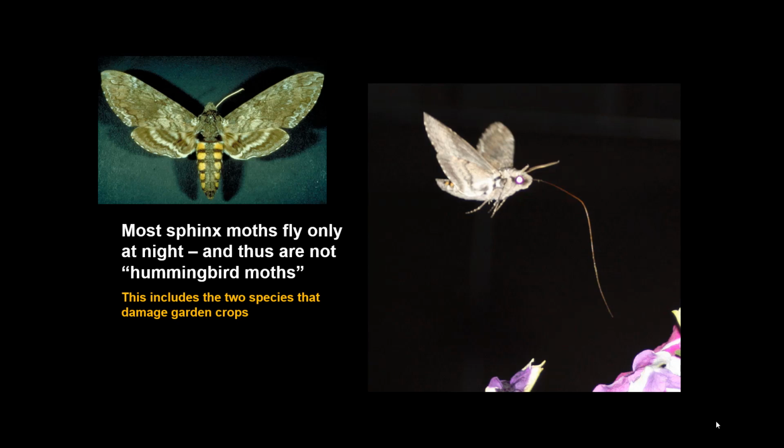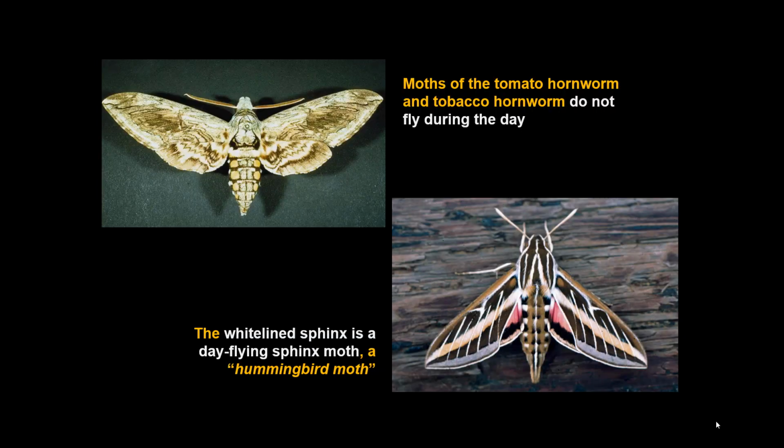Now, getting back to why this isn't a conflict, remember most sphinx moths only fly at night. And by definition, they would therefore not be a hummingbird moth. They may fly the same way, but it's at night, so you don't see it, so they're not a hummingbird moth. And that includes the only two species that are really a crop pest, the tomato hornworm and the tobacco hornworm. So they do not fly during the day.